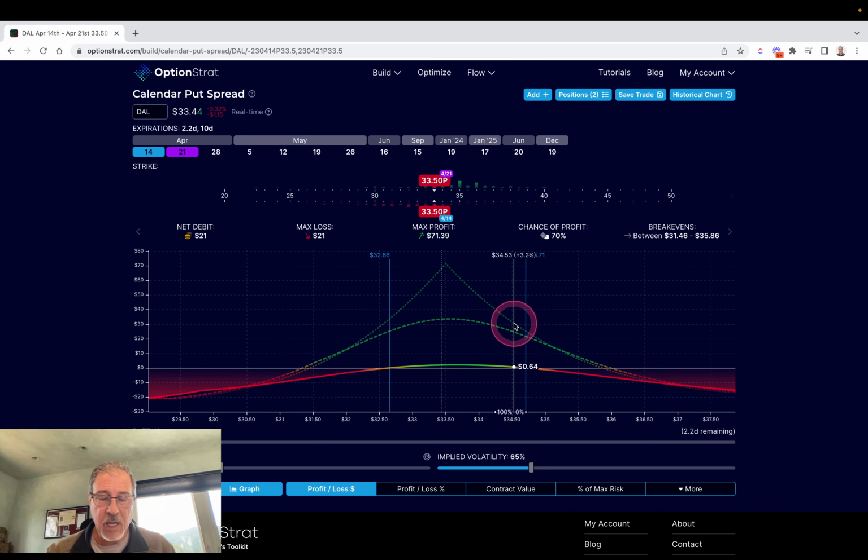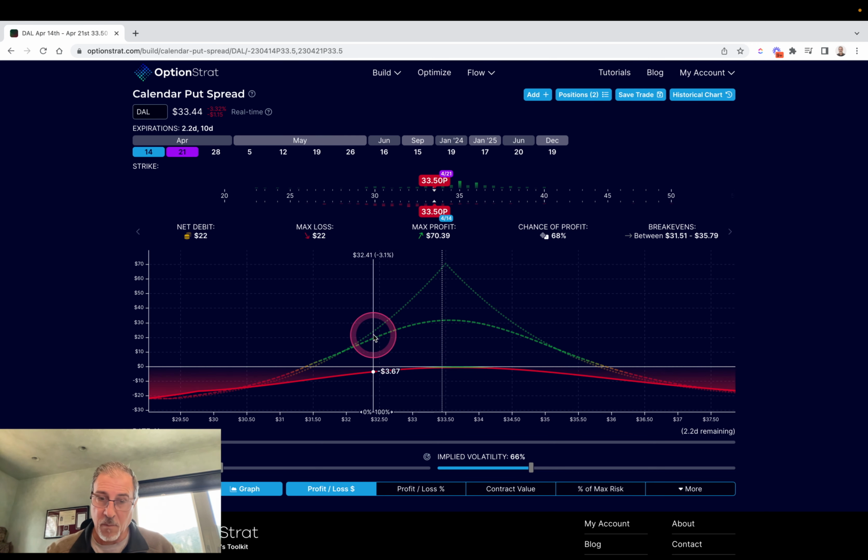What you're going to see is this tent is going to shrink considerably. There's a lot of reasons for that, way too detailed to go into here in a short video, but just know that the tent will shrink considerably. If you are in this tent when it opens tomorrow, if the price is in this tent, you're going to see a very quick profit come into this trade.